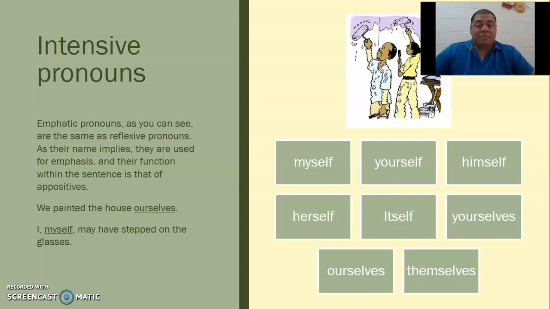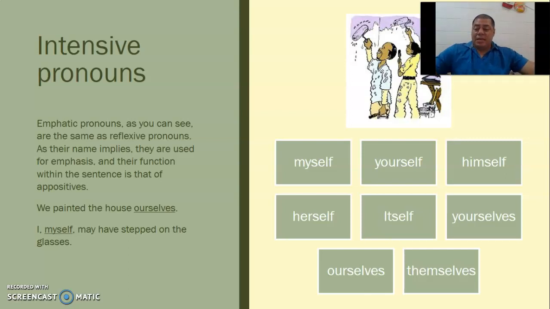Now, an emphatic pronoun or an intensive pronoun, as you will see, is the same as a reflexive pronoun in form. As their name implies, they are used to show emphasis. They emphasize whatever word they are referring to, the antecedent, I mean. And their function within the sentence is that of appositives. What is the function of reflexive pronouns? Direct objects and predicate nominatives. What is the function of an intensive pronoun? Appositives. That's it. That's the difference. If you find one of these words acting as an appositive, it's an intensive pronoun. If you find it working as a direct object, it's a reflexive pronoun.